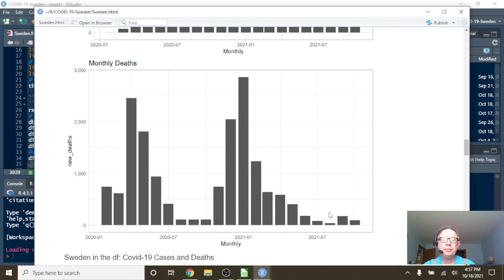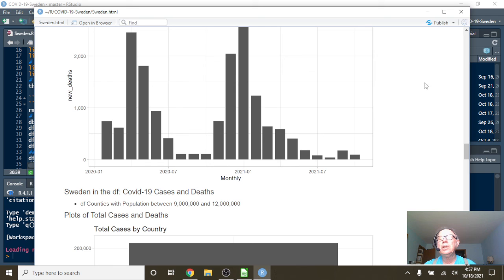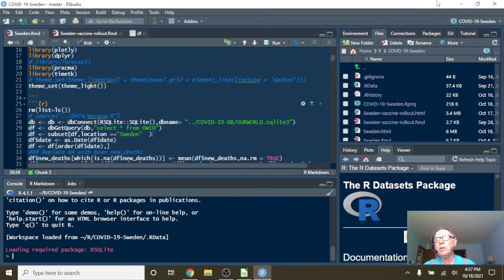Now, what about deaths? Look at this nice long declining trend in deaths. You got a speed bump here, but your deaths are still crazy low right now. So anyway, Sweden, that concludes your report for today.